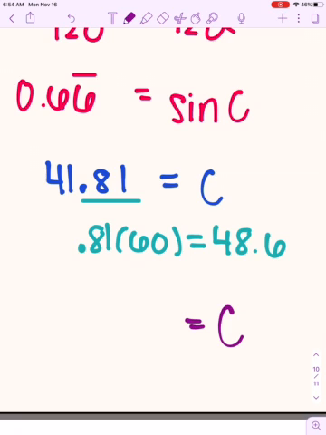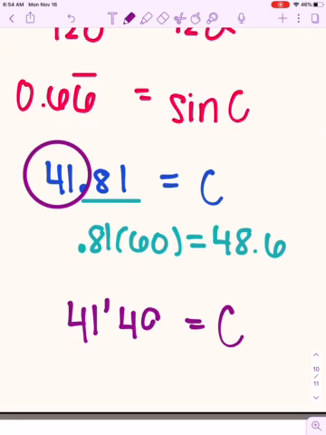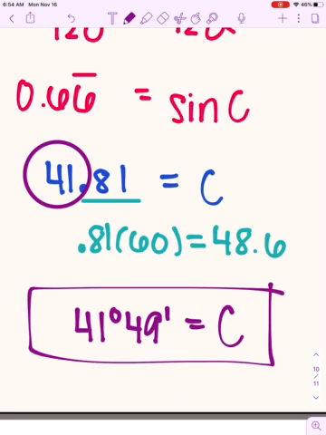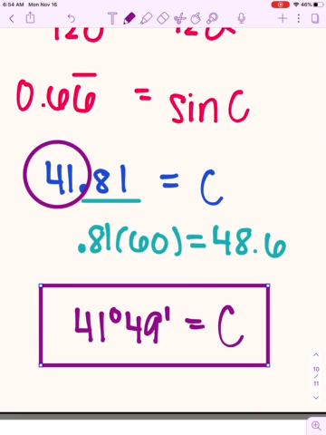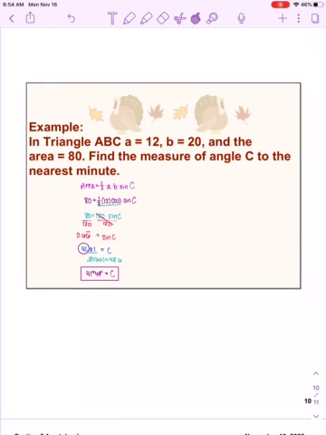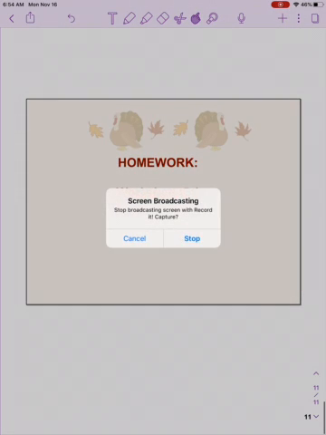Okay, so angle C, whole number are your degrees, so 41 degrees, and we're going to say 49 minutes, because 48.6 rounds to 49. Okay? So to do minutes, you just take your decimal and multiply by 60. Your whole number is your degree, and then the decimal that you multiplied ends up being your minutes. Okay, so you have to second sine your answer when you're doing that. Okay, that's it. Do your 5-1.